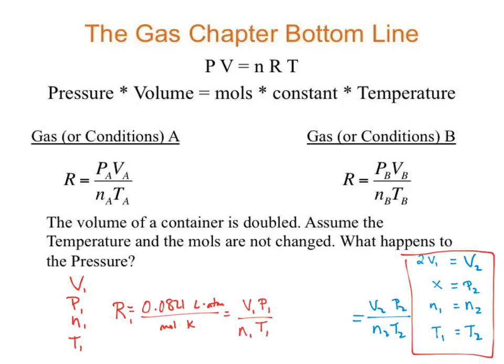What did we say V2 was? 2 times V1. What did we say P2 was? X. What is N2? What is T2? I know these two expressions equal each other. Solve for our unknown, which is X. So get X all by itself. What do you need to do?